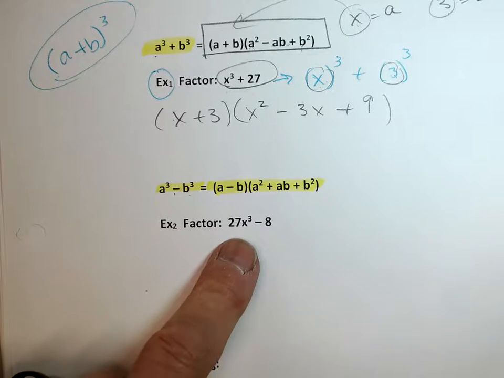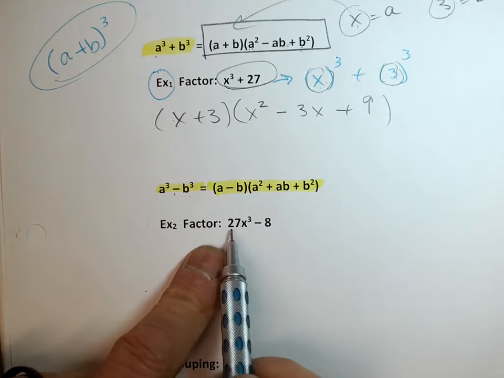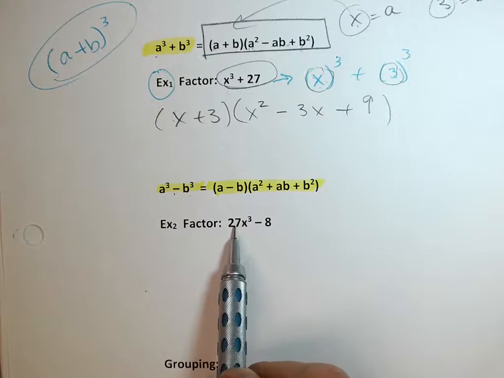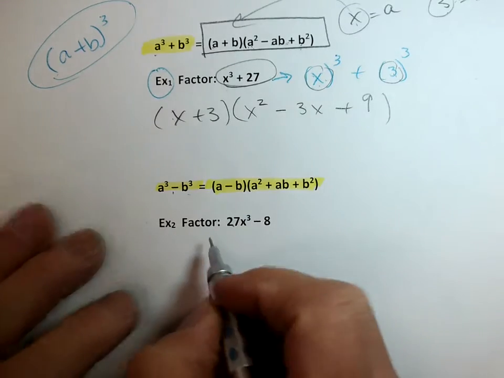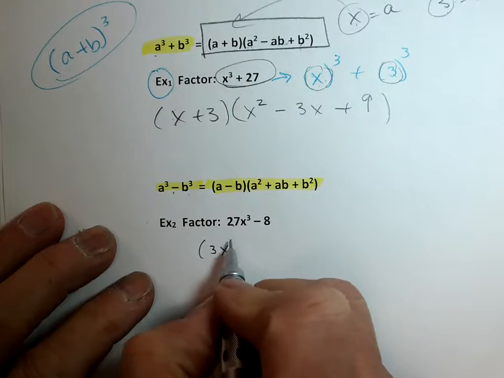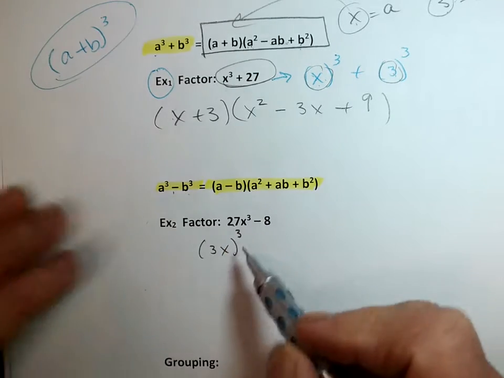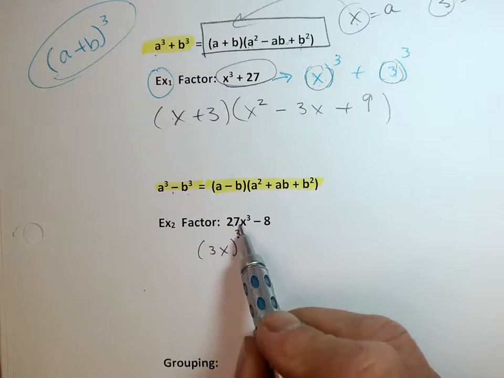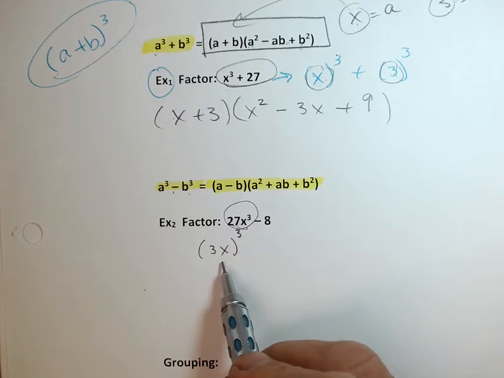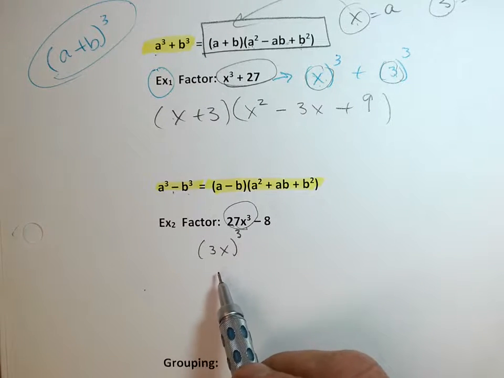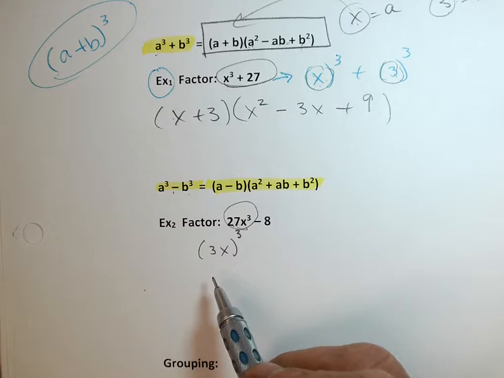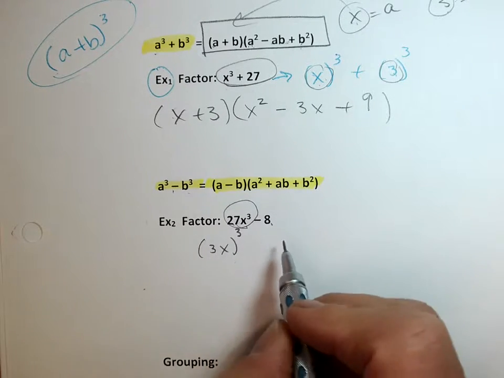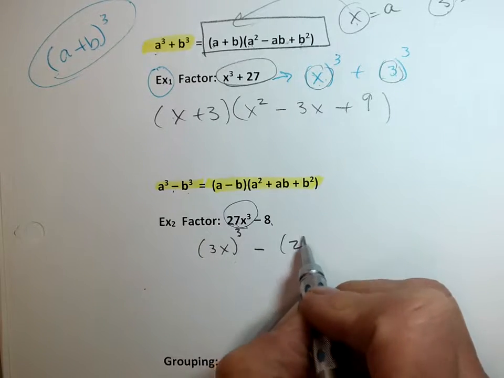So in this case, let's look at example 2. This is a perfect cube. 27 is a cube number. What cube number is it? 3. So we're going to rewrite this as a 3x quantity cubed. Okay, you see what I've got? 27x cubed can be rewritten as a 3x quantity cubed. Thumbs up on that? This is a perfect cube number. What is it? 2. So this is minus a 2 cubed.